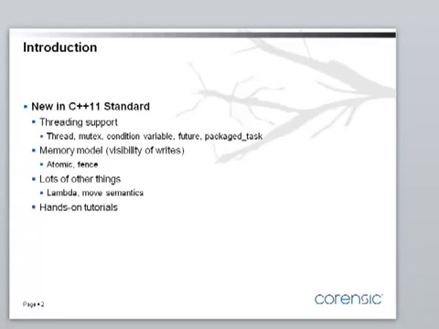What prompted this series is the new C++11 standard, which has just been ratified, and it comes with threading support, a portable support for threads. So that it has thread, mutex, condition variable, futures, package tasks, and stuff like this. It also comes with a memory model, which essentially describes the visibility of writes between threads. And there is an atomic library based on this memory model, which contains atomic variables and fences.